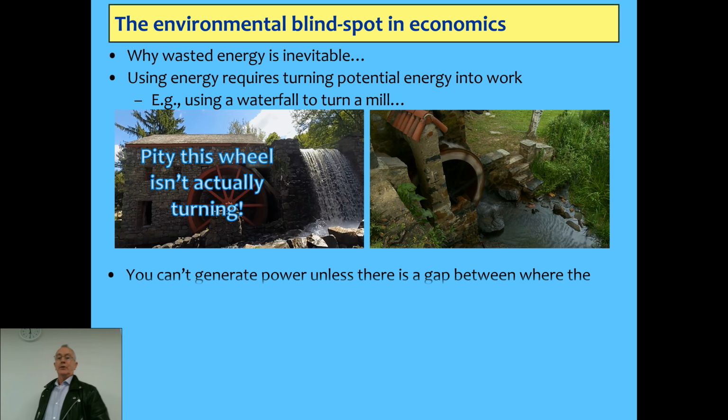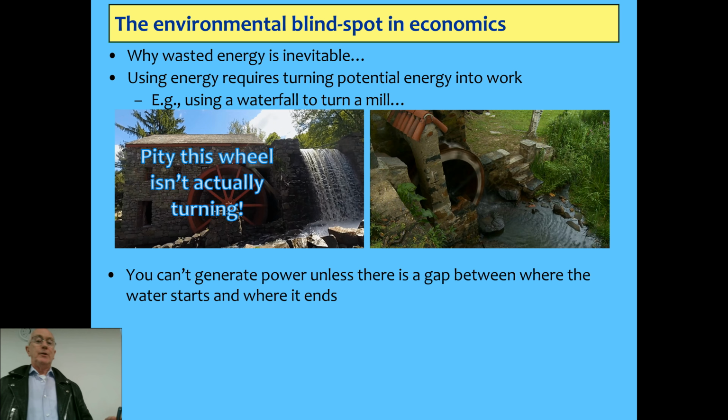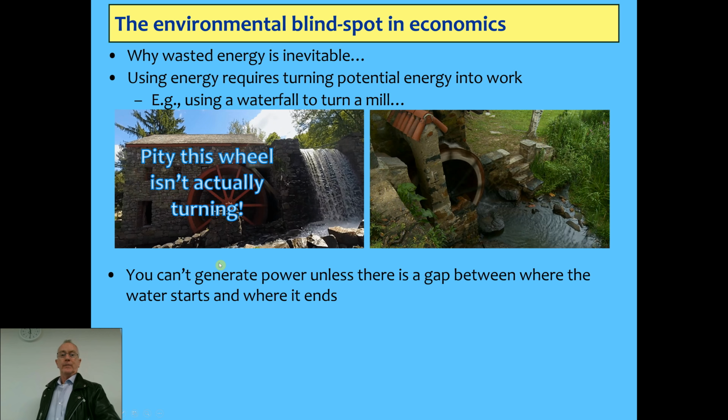Now that can only happen if there's a gap between where the water starts and where the water ends. So if the waterfall was falling from this altitude to that altitude, there'd be no energy. The water wouldn't be moving at all. To get the water moving, you've got to have a drop between where it is and where it gets to.